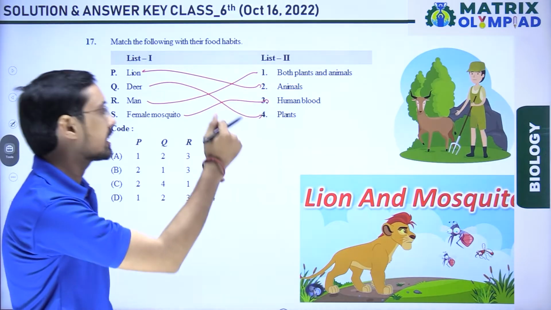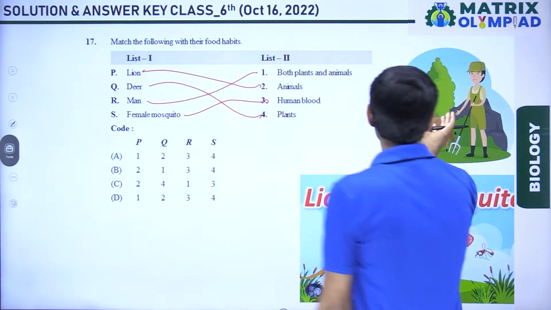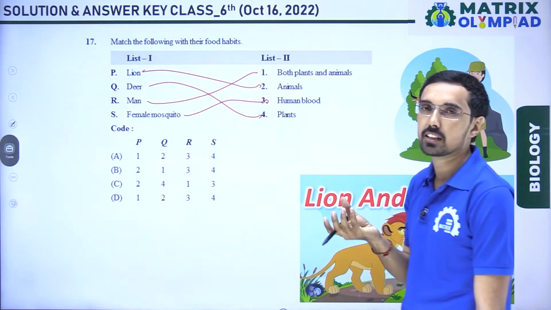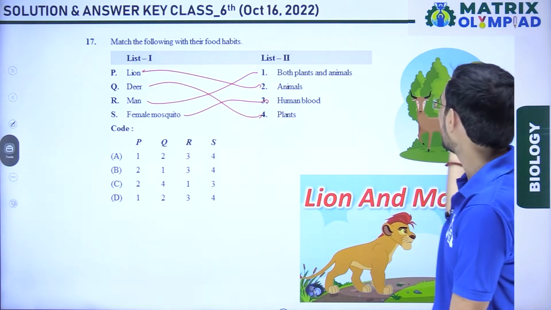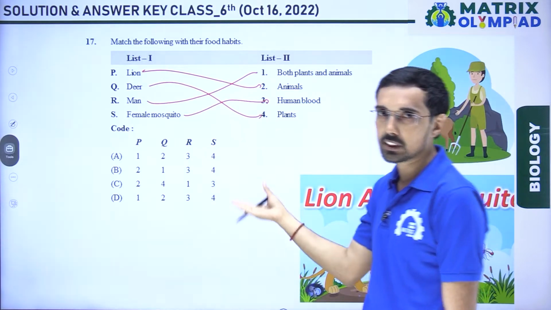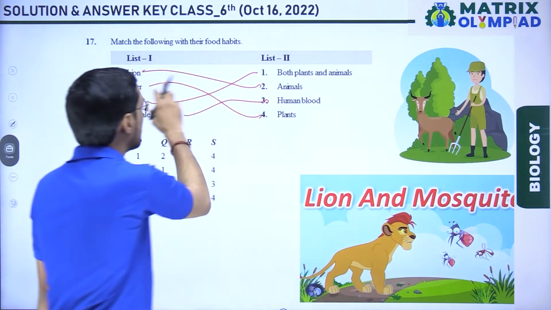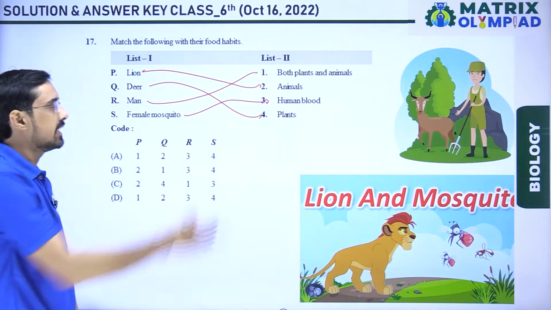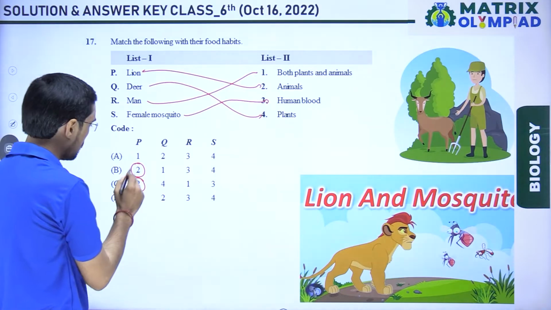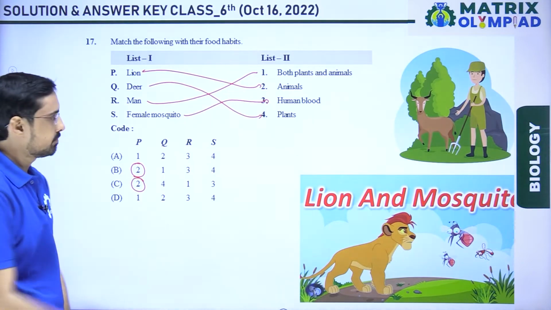As we can see in the second diagram, second are deer as well as human beings. Deer is the animal which eats plant products and the human which eats plants as well as animals. Now move to the option sections. In first we can see the lion. Lion eats animals. So we have 2 in the P column.